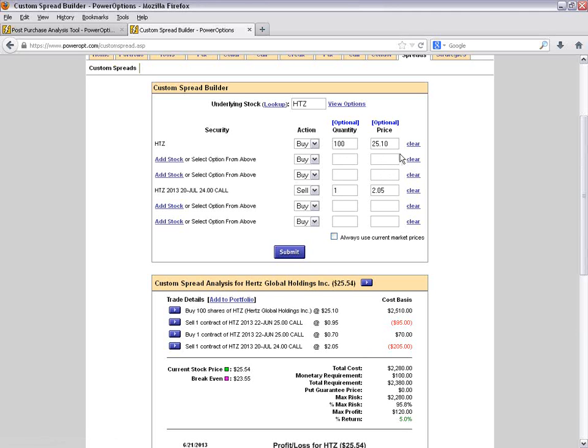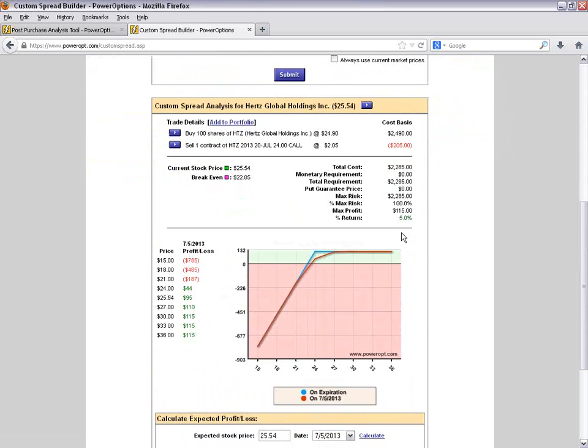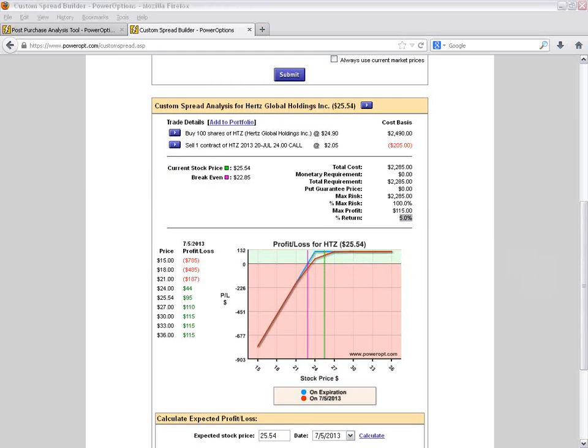Well, I know that I could reduce my cost basis of my stock down from $25.10 to $24.90. And I've got $205 there if I rolled now to the July 24 call. My previous transactions are already counted monetarily by lowering the cost basis of the stock. So let's submit that. And there you go. Same view. It's 5%. And that's more of a covered call because it's not skewing it based on those different ones.